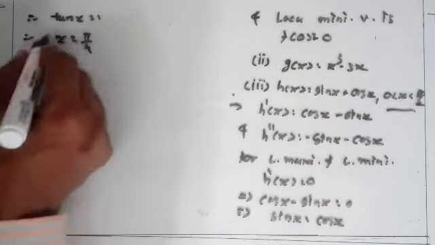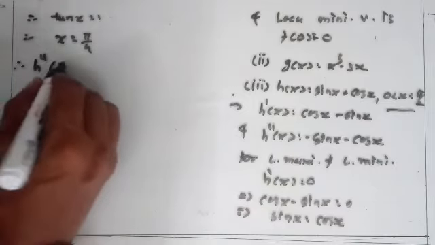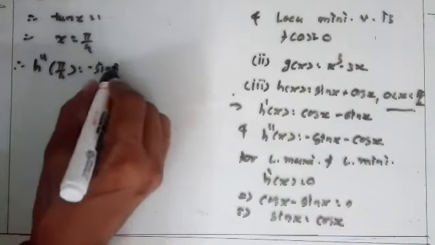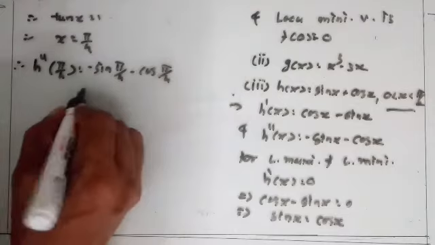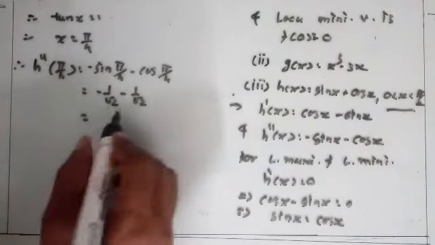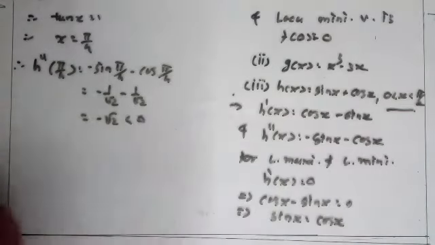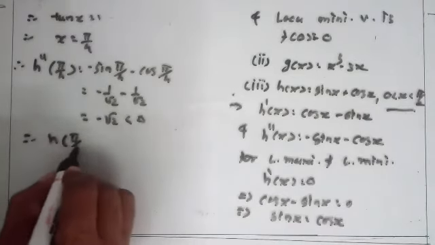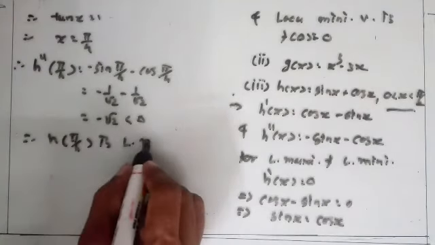Now take x is equal to pi by 4 in the second derivative. Therefore h''(pi by 4) is equal to minus sin pi by 4 minus cos pi by 4, so is equal to minus 1 upon root 2 minus 1 upon root 2, which becomes minus 2 upon root 2, that is minus root 2, and less than 0. Therefore we say that h(pi by 4) is a local maximum, since it is less than 0.